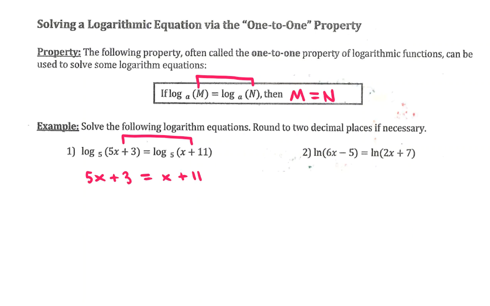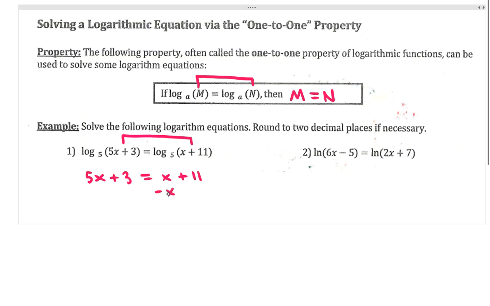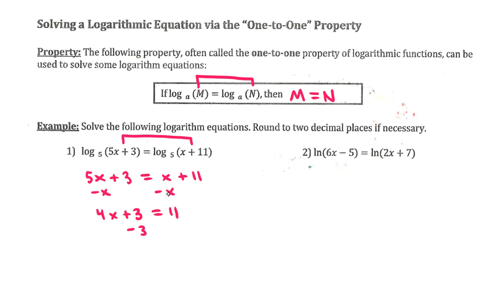So 5x plus 3 is equal to x plus 11. This is a pretty comfortable equation. Let's start things out by subtracting x from each side. We get 4x plus 3 is equal to 11. Subtract 3 from each side to get 4x is equal to 8. And then, of course, we'll divide each side by 4 to get x equals 2. And that would be our answer.